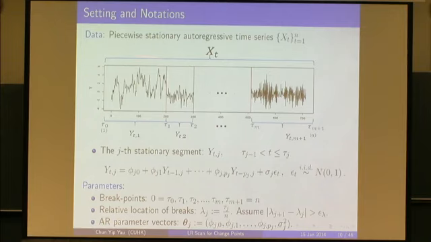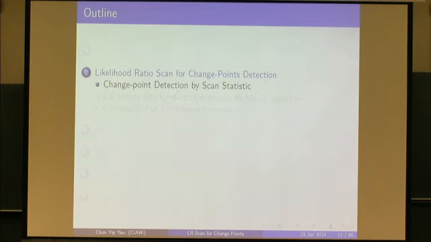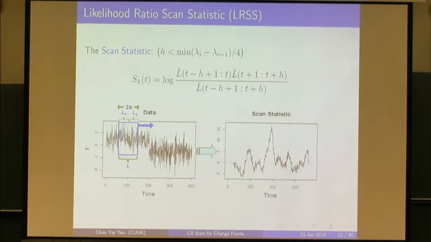Our observation is x, and the change points are tau, and each piece is the y. We assume piece y is AR. I also define lambda as the rescaled change point, and theta is the AR order. The first step is that I use the likelihood ratio scan statistic.